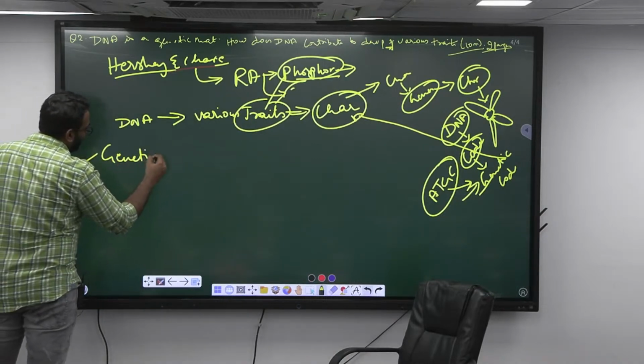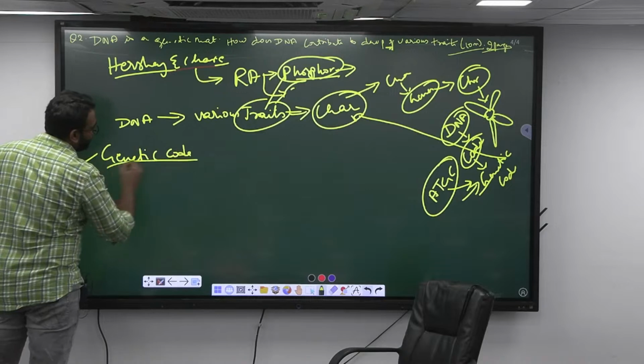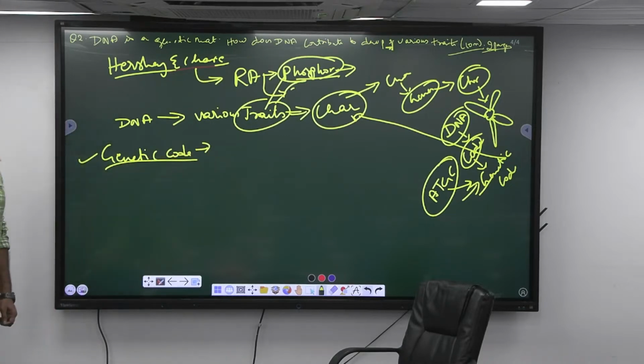Now let's say how DNA contributes to various trait development: I can talk about the genetic code, correct? So the genetic code is nothing but a sequence of DNA or nucleotides. Based on the composition of that, it will lead to different trait formation. Yes, so genetic code is one.